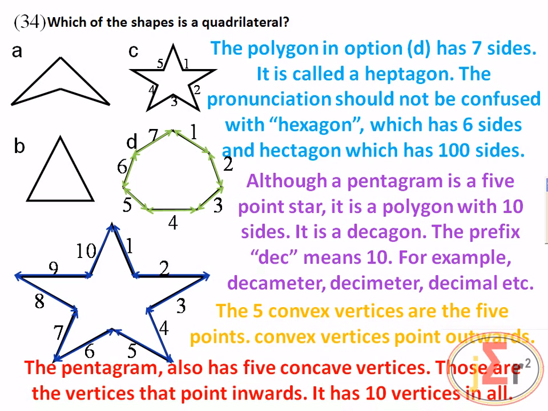The pentagram also has 5 concave vertices. Those are the vertices that point inwards. It has 10 vertices in all. It has convex vertices that are called the 5 points of a pentagram. And it has 5 concave vertices that we have just labeled right here. It has 10 vertices in all. As a matter of fact, if the polygon has 10 sides, it will also have 10 vertices.